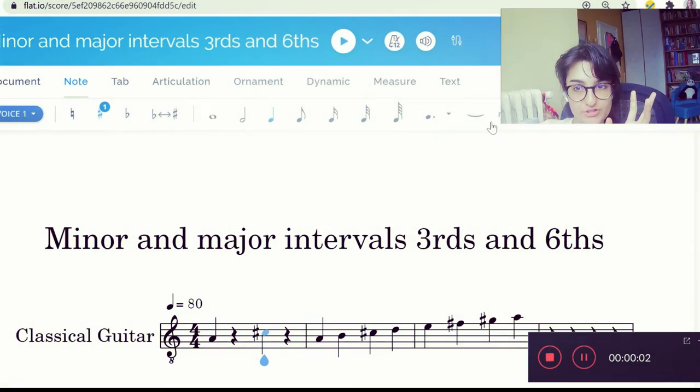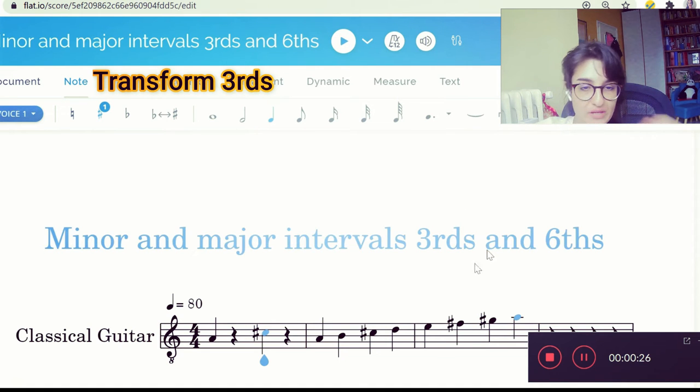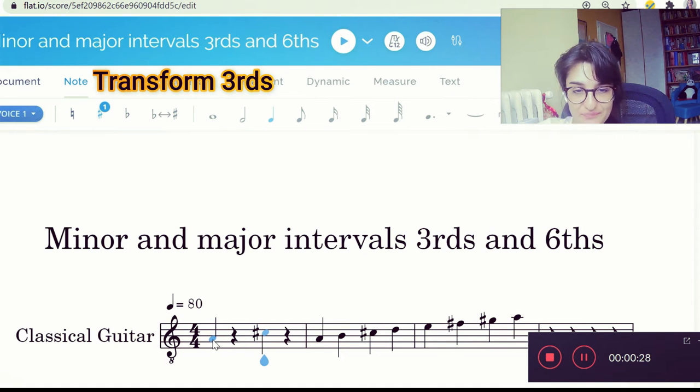So we've been focusing on third intervals so far. We've learned how to recognize them and how to form them. Now we need to learn how to transform them. And what I mean by that is that they might ask you to transform a major interval into a minor one and vice versa. So let's do this.